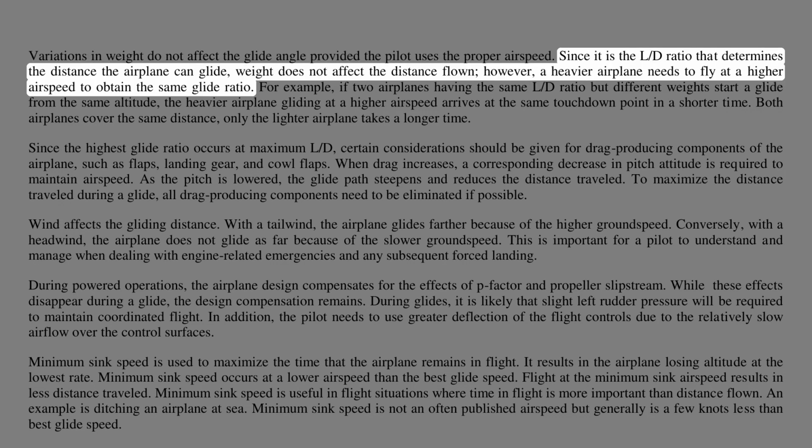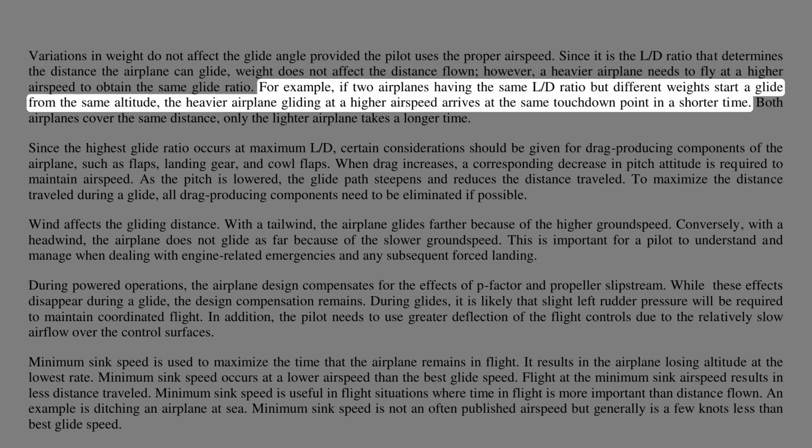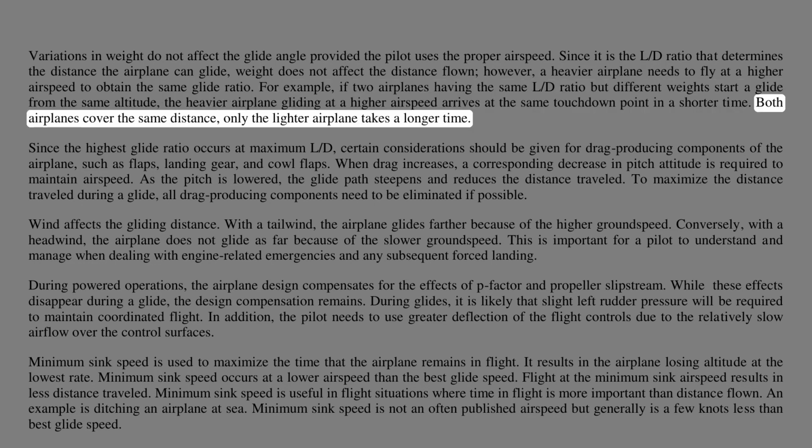Since it is the L/D ratio that determines the distance the airplane can glide, weight does not affect the distance flown. However, a heavier airplane needs to fly at a higher airspeed to obtain the same glide ratio. For example, if two airplanes having the same L/D ratio but different weights start a glide from the same altitude, the heavier airplane gliding at a higher airspeed arrives at the same touchdown point in a shorter time. Both airplanes cover the same distance. Only the lighter airplane takes a longer time.